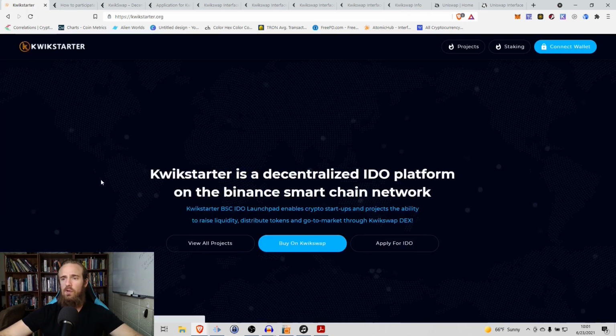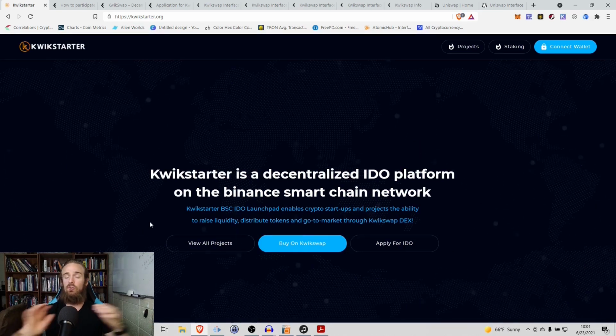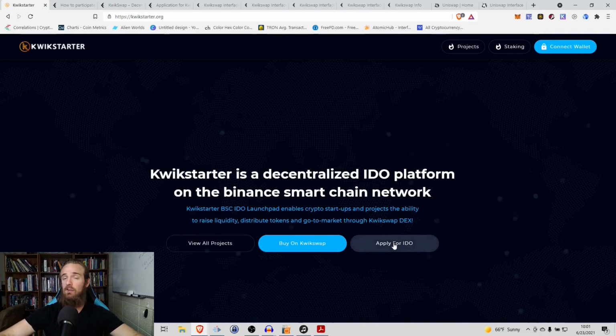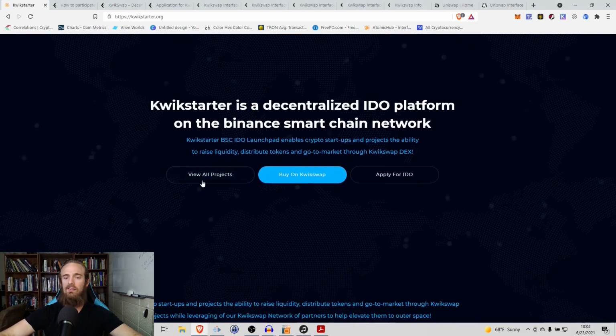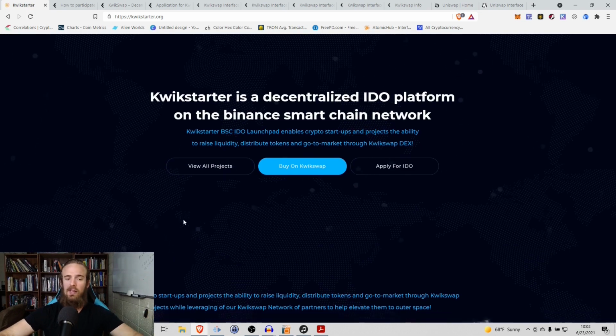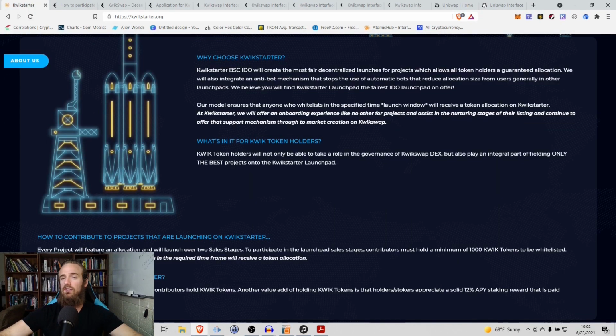If we go to the official webpage, we see that this is a decentralized IDO platform on the Binance Smart Chain network. It enables crypto startups and projects the ability to raise liquidity, distribute tokens, and go to market through the Kwikswap DEX. So you have the ability of applying for an IDO, or we have the ability of viewing all the projects that are currently on this IDO platform. With this platform, it creates a fair, decentralized way for projects that allows token holders to get a guaranteed allocation.